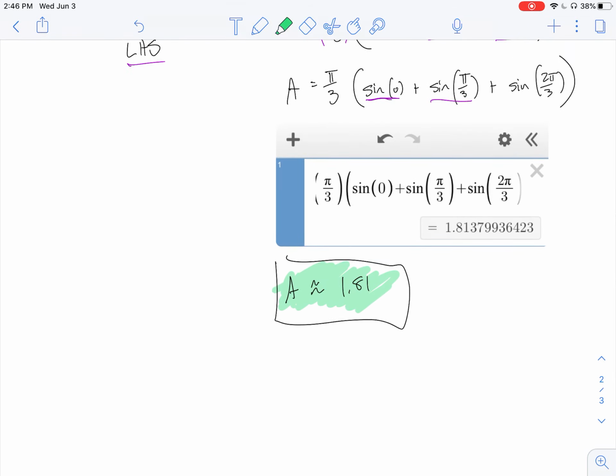Going back to Desmos, I plug all that in, make sure I use good parentheses, make sure I'm in radians mode, and round to the nearest hundredth. So we've got an answer of approximately an area of 1.81 units. All right, hope that helps.